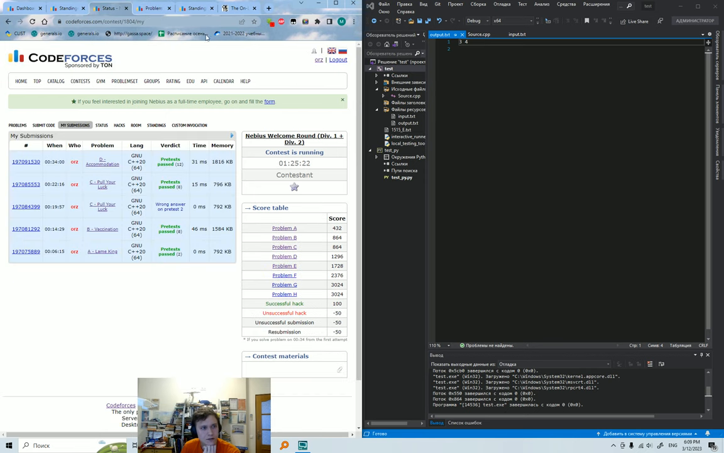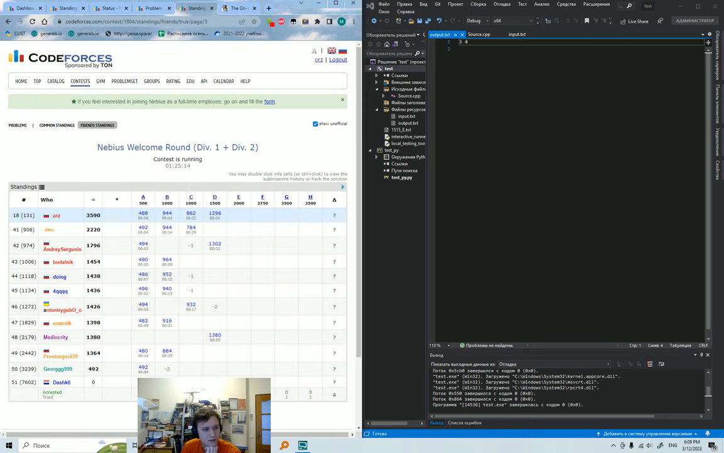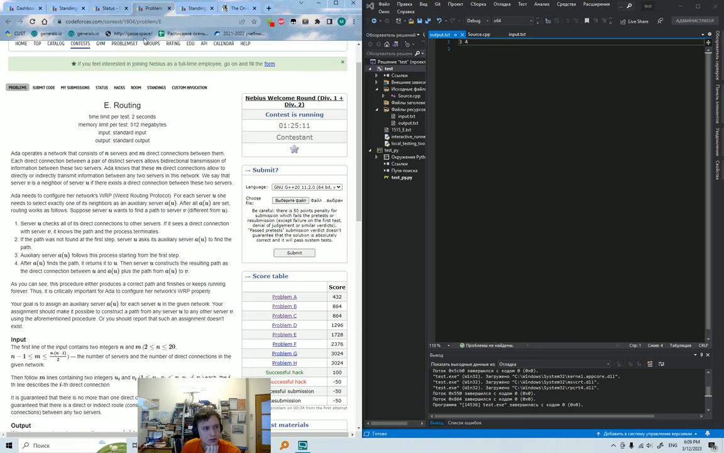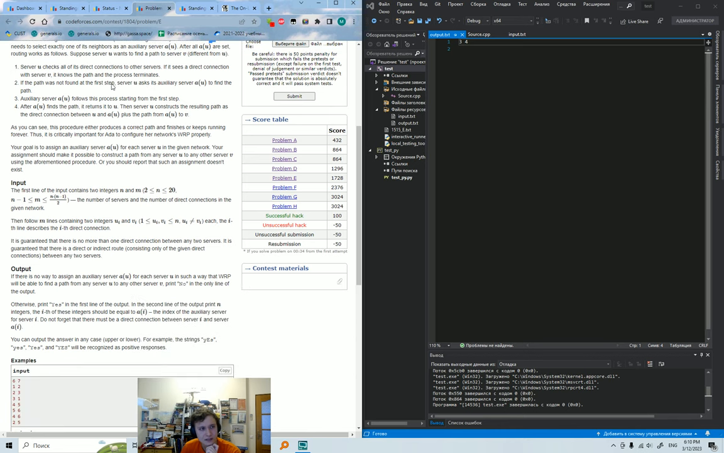Routing. Ada operates a network. It consists of n servers and m direct connections between them. So like a graph. Bidirectional transmission, so it's an undirected graph. Ada knows that these m direct connections allow to directly or indirectly transmit information between any two servers in this network. We say that server V is a neighbor of server U if there exists a direct connection between these two servers. So for each server we choose one of its neighbors.